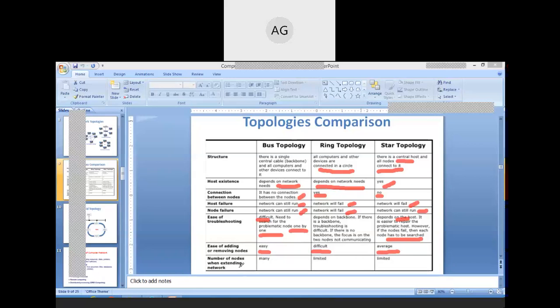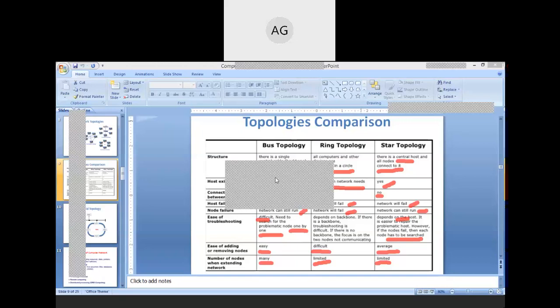And the last point of difference is the number of nodes when extending the network. The number of nodes when extending the network in the case of bus topology is many. In the case of ring topology, we can add only a limited number of computers, and also in the star topology, the number of nodes is very limited. So these are the important points of difference between the popular topologies.